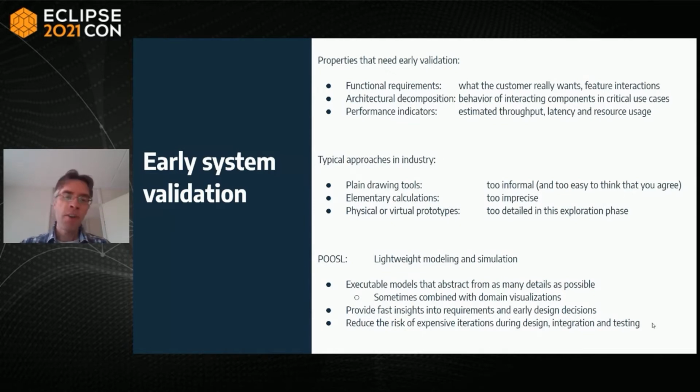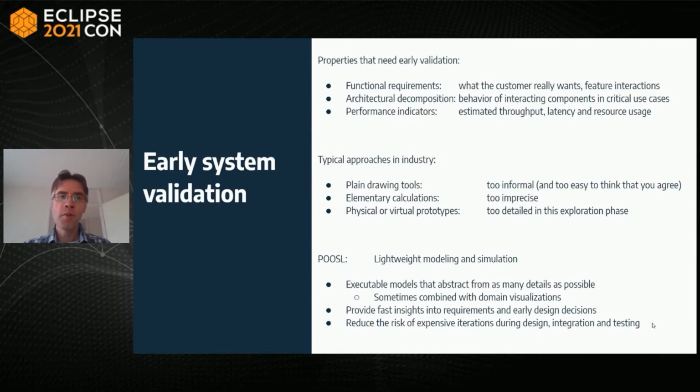A second category of things that we see is what we call elementary calculations, kind of back of the envelope, to make a first estimate of what the throughput of your system will be. But we will quickly see that this is getting too imprecise, and you would like to have something a bit more detailed. And then the third step that we see is that many industries quickly go to physical or virtual prototypes to really make the whole thing and see how it works and what the good decisions are. But we think that in this phase, this is actually too detailed, and you would like to have something that is much more lightweight.